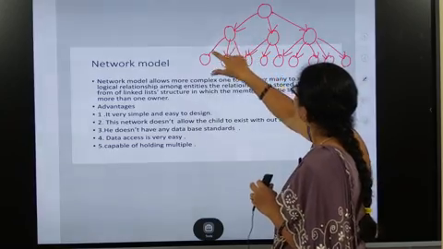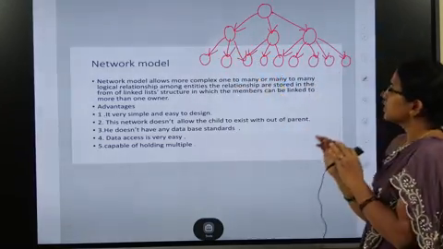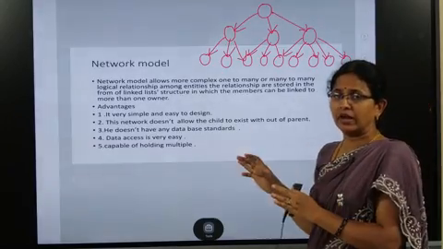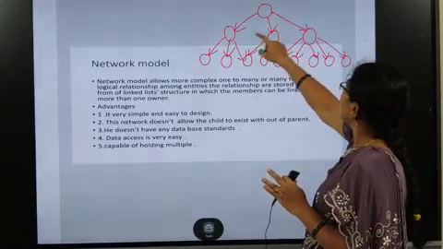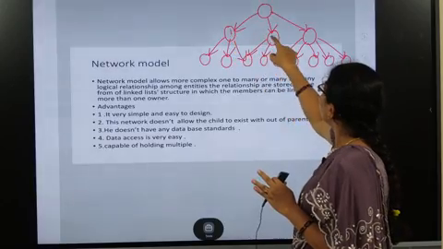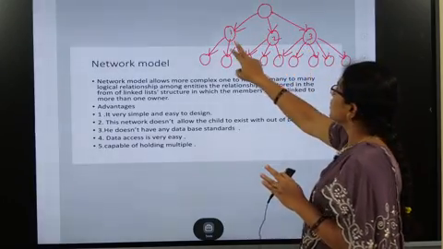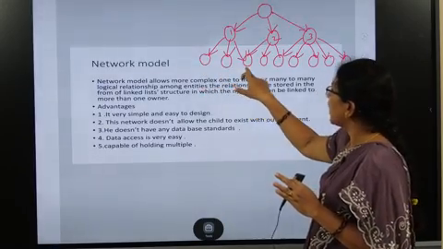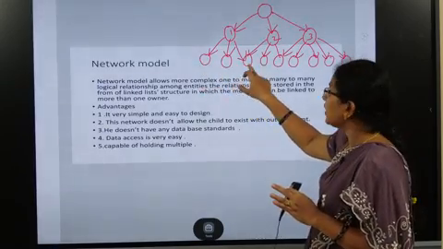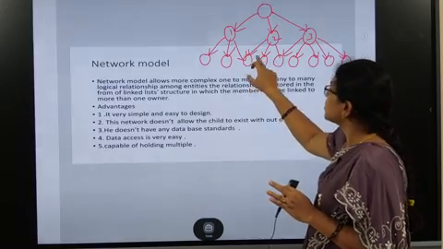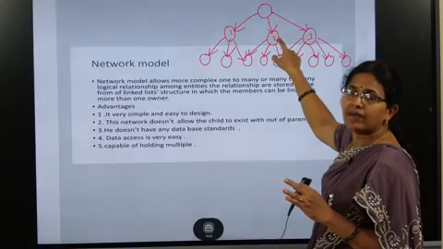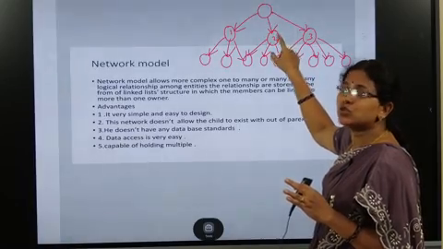Okay, so you can see the change between the hierarchical model and network model here. So here I am taking this as parent 1, parent 2 and parent 3. So here parent 1 contains 3 child nodes, 1, 2 and 3. Okay, and here the child node of parent 1 is also having relationship with parent 2.